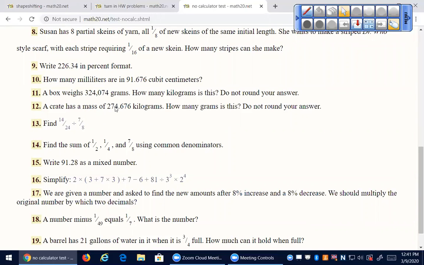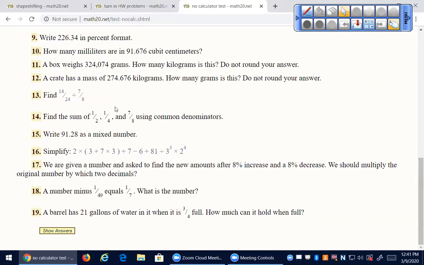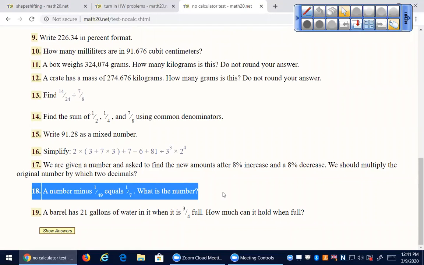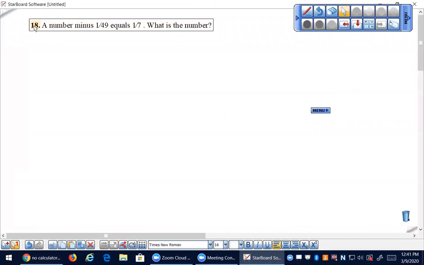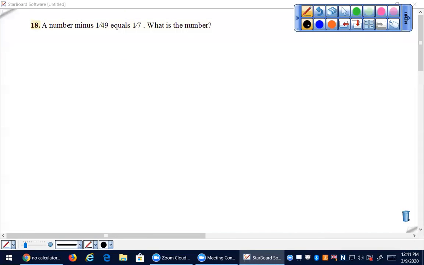Is that another one? 1/49. Should we do that one too? Oh, so it's just adding and subtracting. Yeah, let's have someone else do this other than me. Somebody want to come do one on the board?